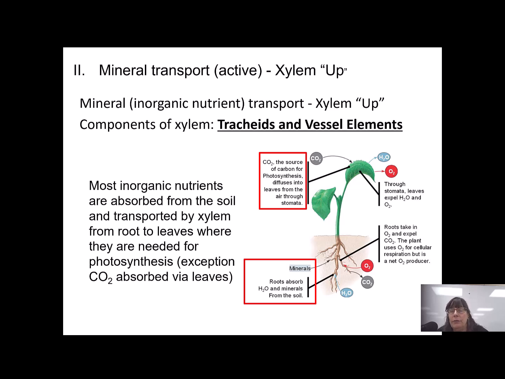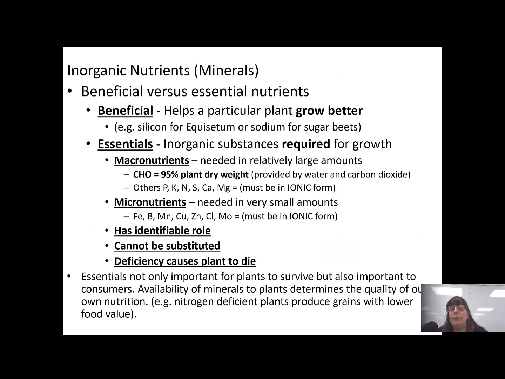And then they're going to be used for photosynthesis, except for carbon dioxide, of course. Carbon dioxide goes directly through the leaves, if you remember. So you can see in this picture, the roots are going to take in oxygen for cellular respiration, and they're going to create ATP that way, so that the minerals can then be absorbed using that ATP and taken up through the xylem. Now there's a difference between beneficial nutrients and essential nutrients.